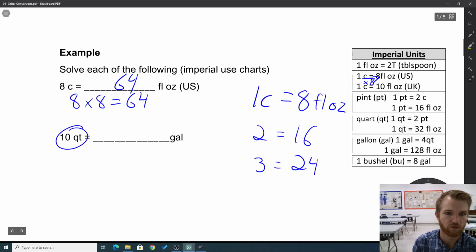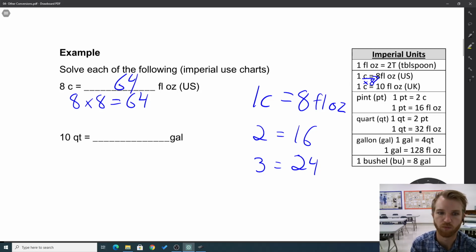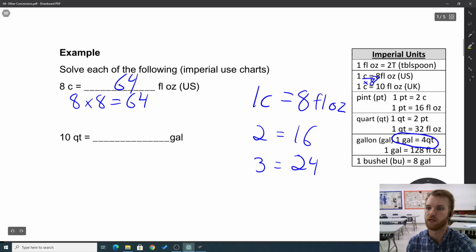The next question says quarts to gallons. So quarts to gallons, I need to find the relationship between them. How many quarts are there in a gallon? So I look on here and I find quarts, but I don't have a conversion here that goes from quarts to gallons. I have one to pints, I have one to fluid ounces, but not there. So instead I'm going to say, what about gallons? Where's gallons on here? Gallons I can turn into quarts, or I can turn them into fluid ounces. We want this one here, the relationship between gallons and quarts.